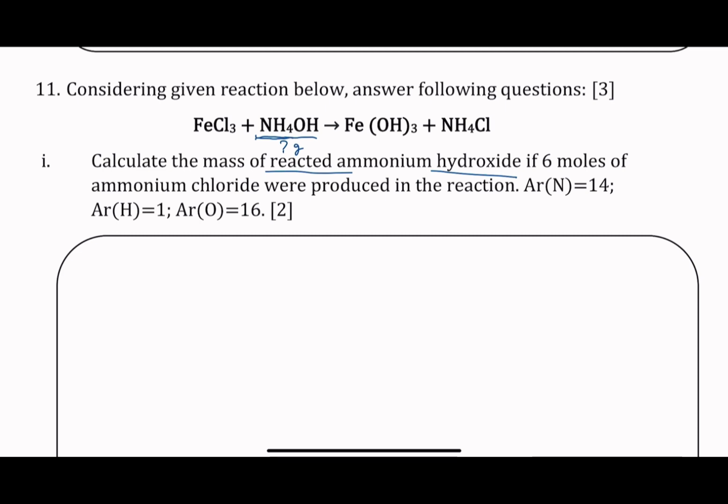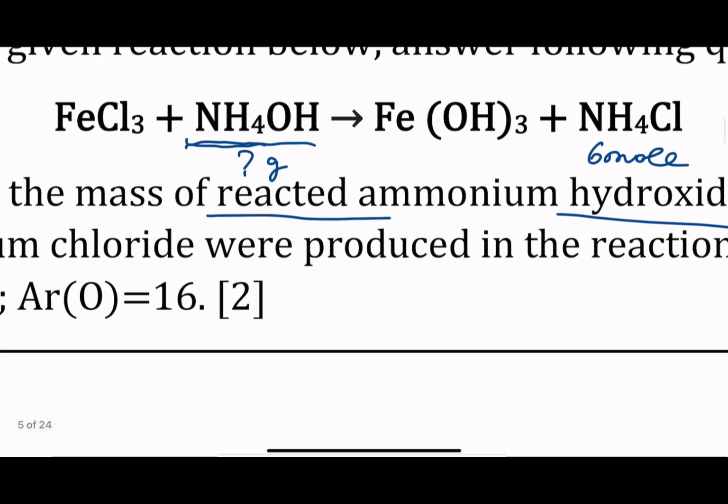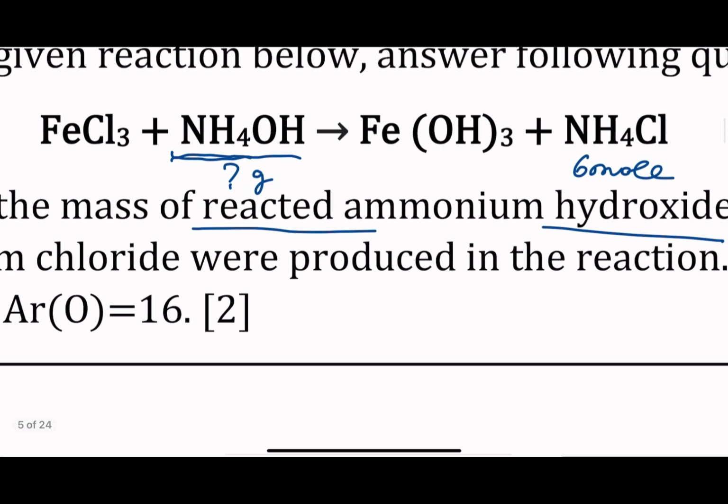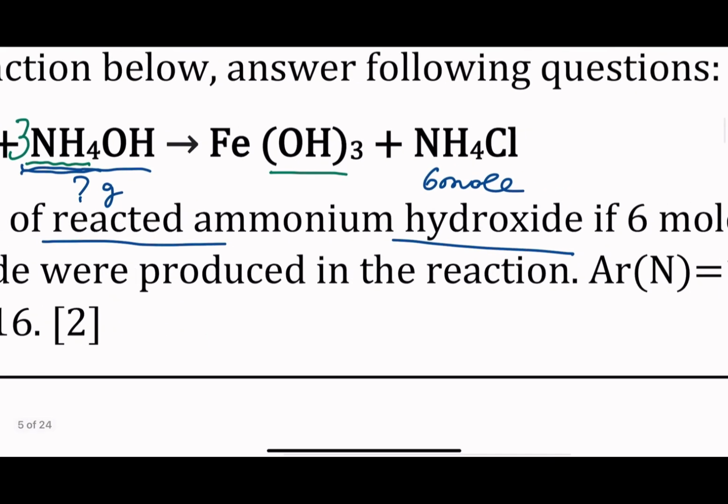If 6 moles of ammonium chloride were produced, so 6 moles of this were produced. First of all, we need to do the balancing. So let's check out here. I've got 3 hydroxide ions, so I'm going to multiply this left side by 3. So now I have 3 ammonium on the left side. Let's multiply this by 3.